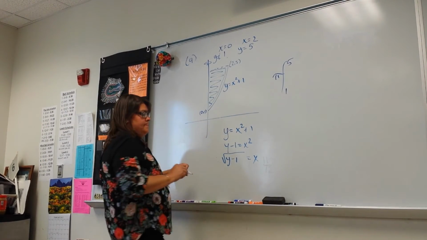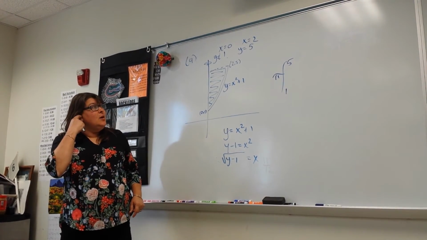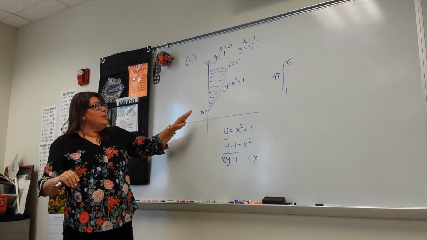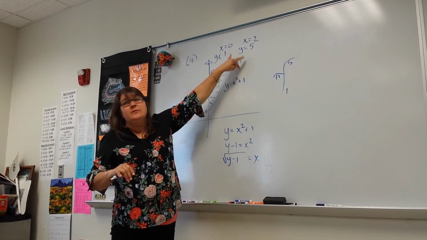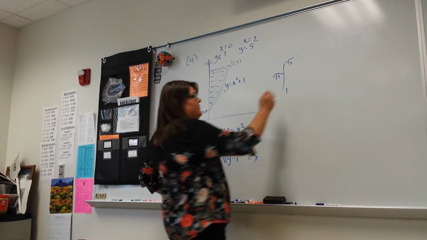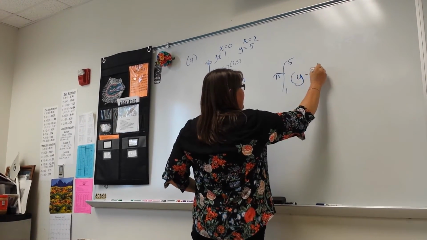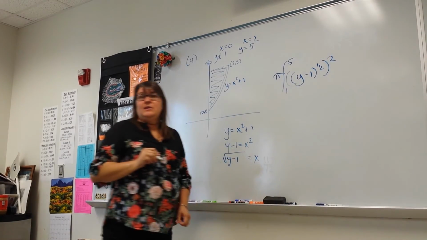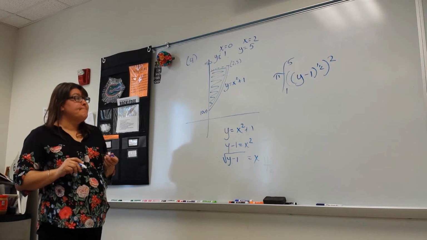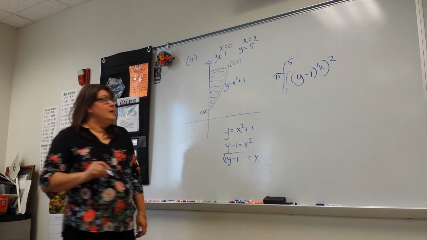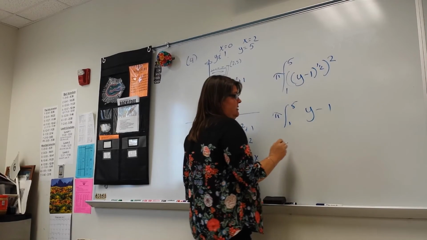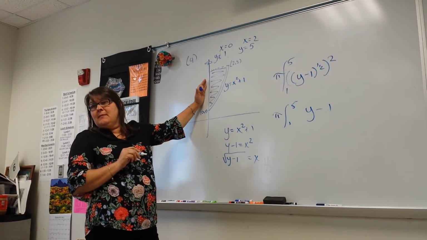So for us to do this, we have to do everything in terms of y, because it's a y-axis rotation. We had to get the x values in terms of y, and the ceiling and floor in terms of y. So this is going to be the square root of y minus 1, to the 1/2 squared. It's really not a bad problem. You just have to know that. So then you have pi from 1 to 5 of y minus 1. And remember, your floor was 0, so that really didn't matter.